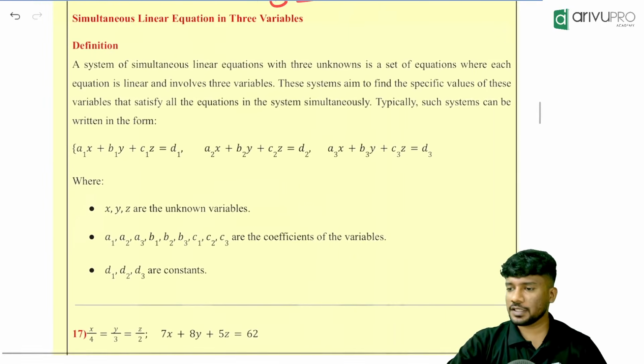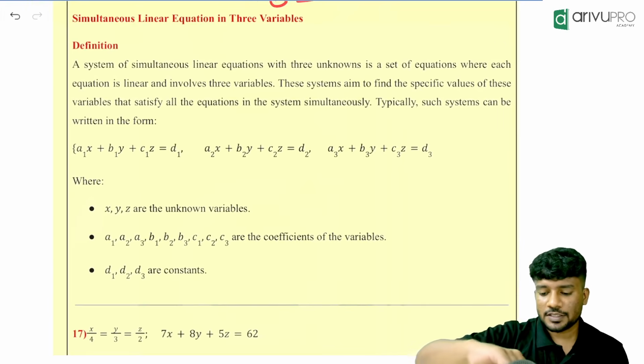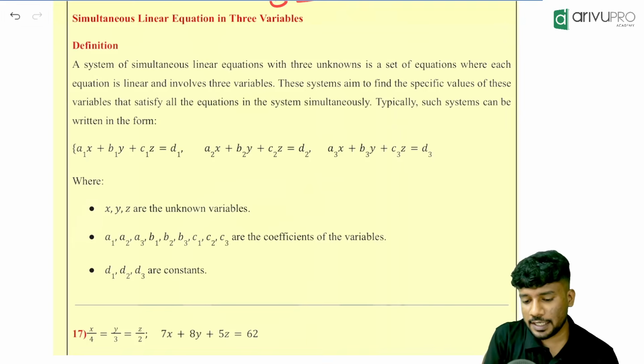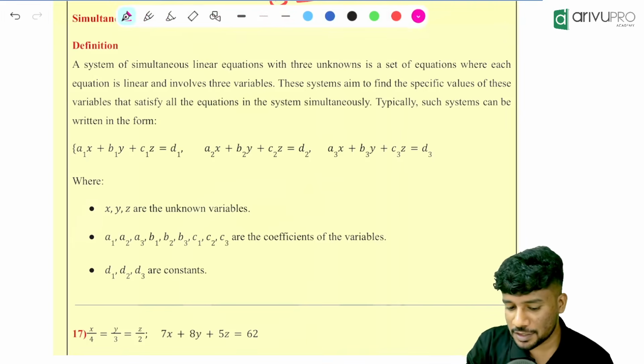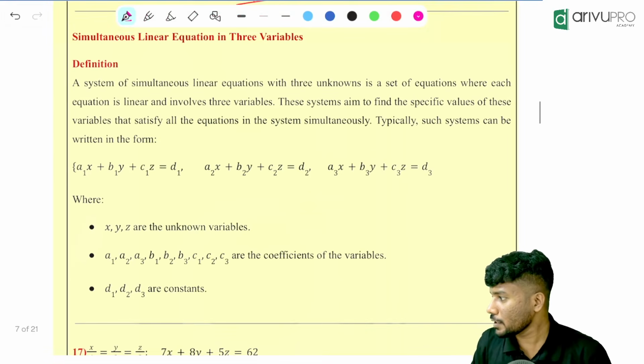Next one, people, it is called simultaneous equations, linear equations in 3 variables. 3 variables means how many unknowns are there?